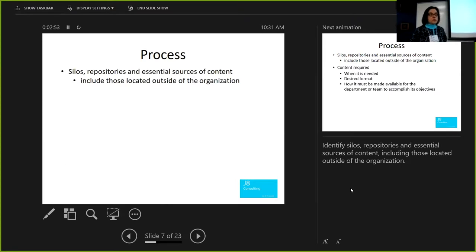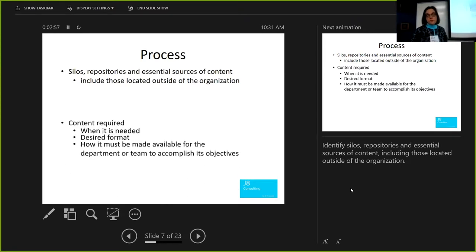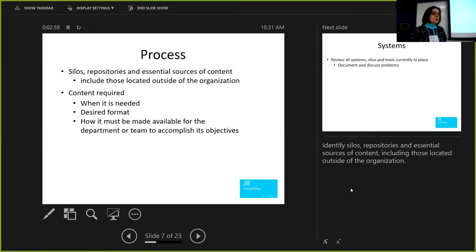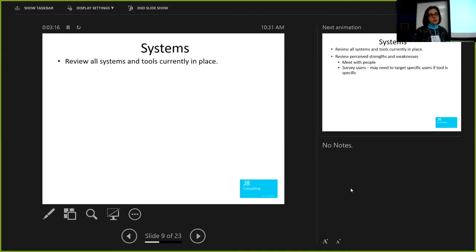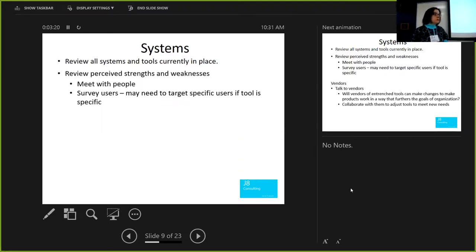I look at the process: silos, repositories, essential sources of content, and when it's needed, what the desired format is, all these sorts of things, so that the teams can accomplish their objectives. And in reviewing systems, you can find things that somebody bought and never used that might help. So review all the systems and tools currently in place, meet with people and survey users.